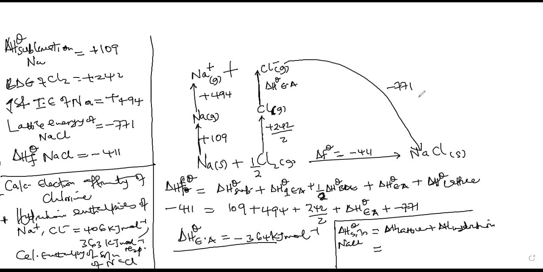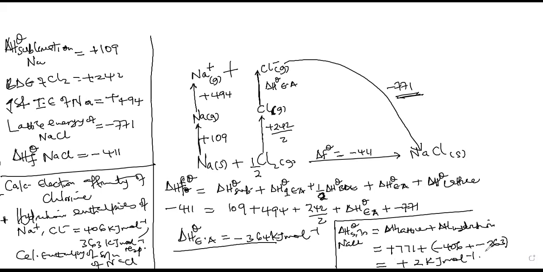But regardless, even though the lattice energy is negative, we consider it positive, so we shall have positive 771, then plus hydration energy. We sum up the hydration energy of these ions. They have been given as positive, but they must be used as negative because hydration of these ions is exothermic. So we shall have negative 406 for the sodium plus negative 363 for the chloride. When you work on this, you get positive 2 kilojoules per mole. Yeah, as simple as this.